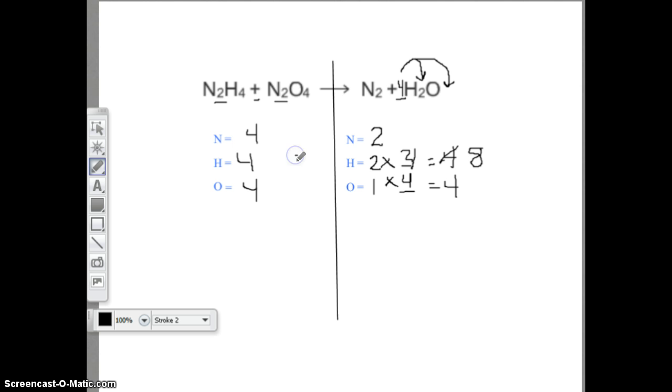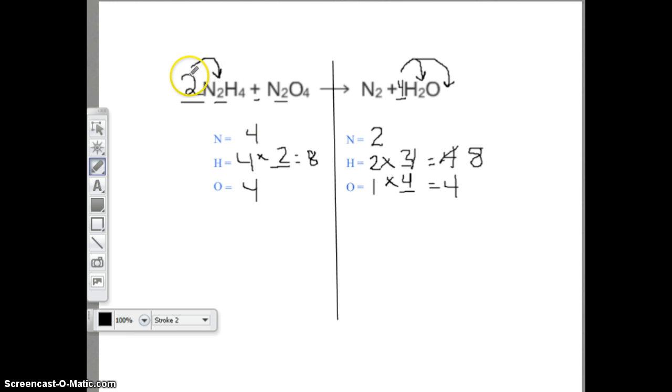I need a total of 8 hydrogens. So what coefficient am I going to have to use? Since we multiply, we need a 2. And where am I going to put that 2? Put it right in front of the entire compound. It has to go to the left, to the left. Coefficients always go to the left. All right, I just ruined that song for you, didn't I? Haha. All right, so now we distribute.